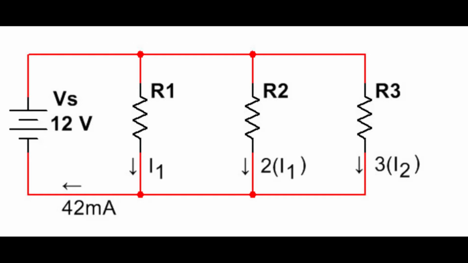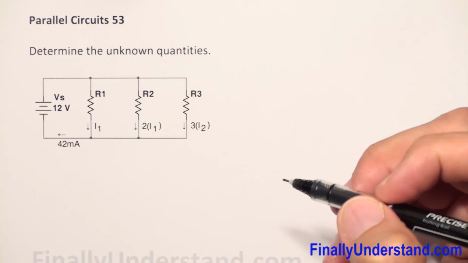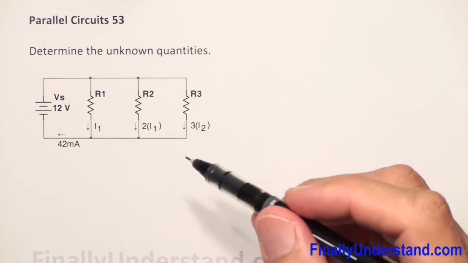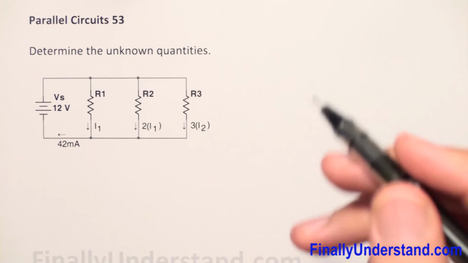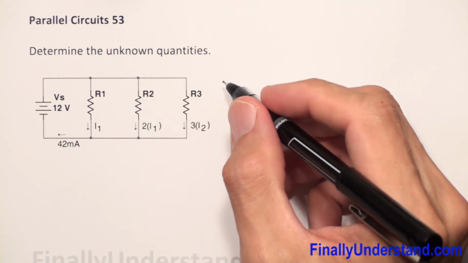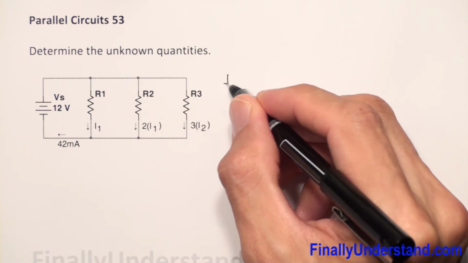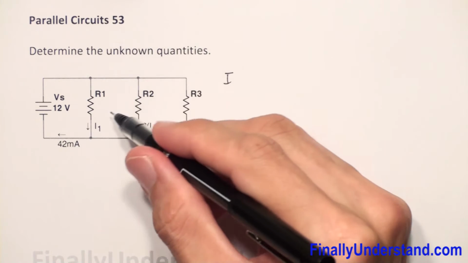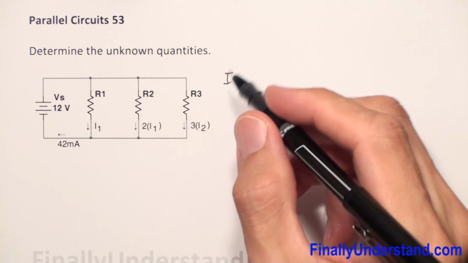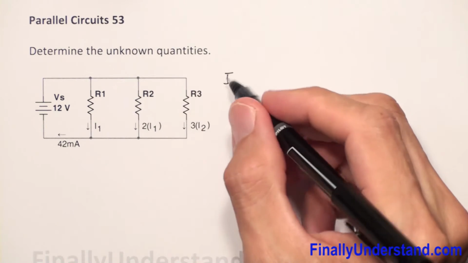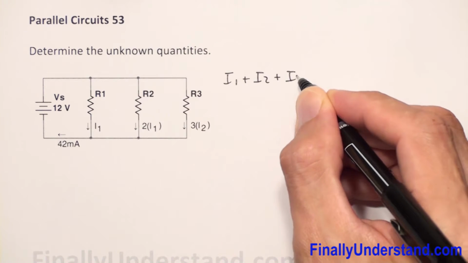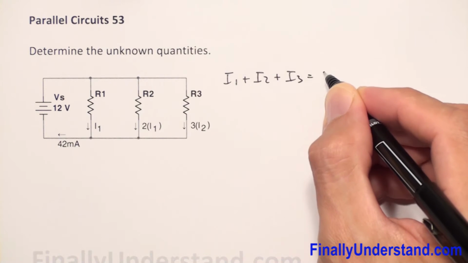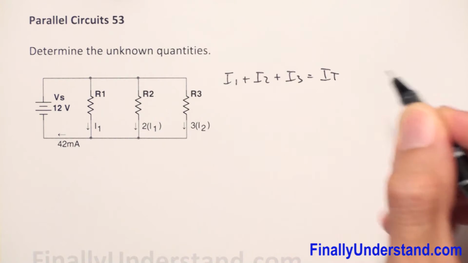Let's take a look at this example. Okay, so where am I supposed to start in this case? I have the given total current, and I know KCL. KCL says that I total is equal to the sum of the currents in this circle. So I1 plus I2 plus I3 is equal to I total.